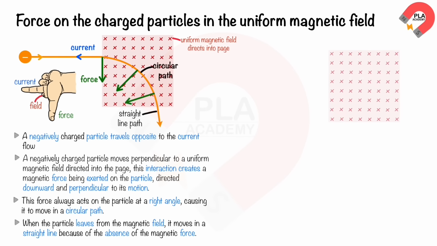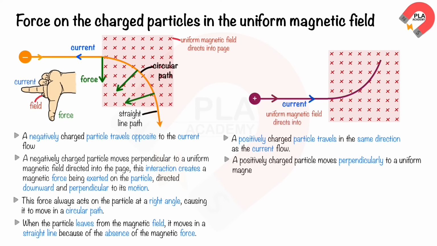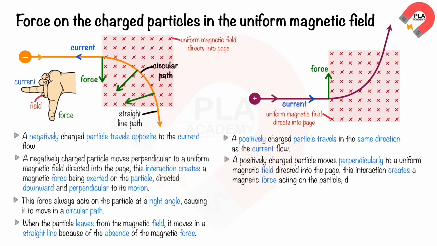of the magnetic force. When a positively charged particle travels in the same direction as the current flow, it also interacts perpendicularly with a uniform magnetic field directed into the page. This interaction creates a magnetic force acting on the particle, directed upwards and perpendicular to its motion.